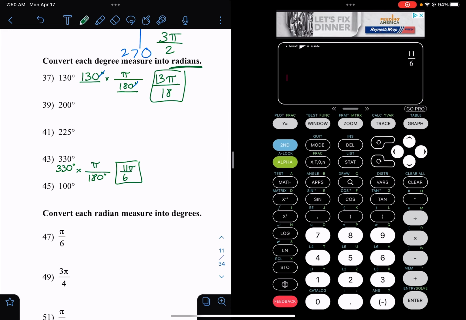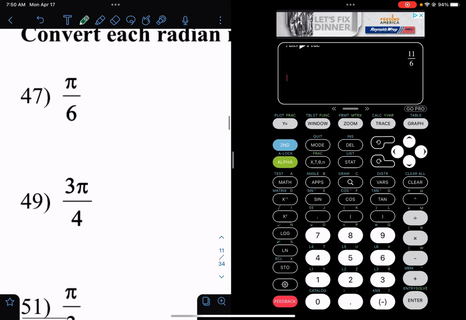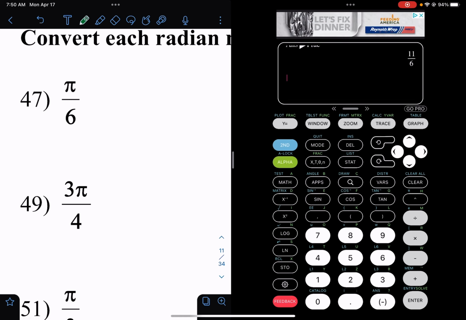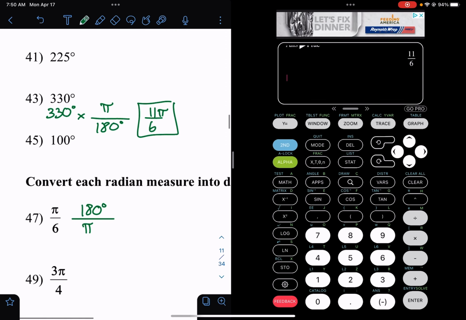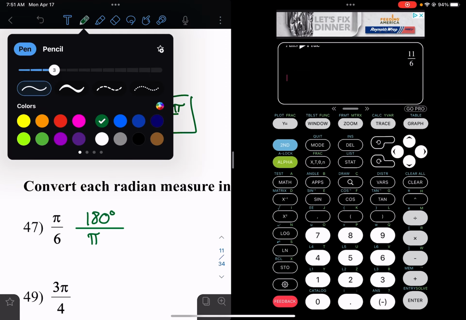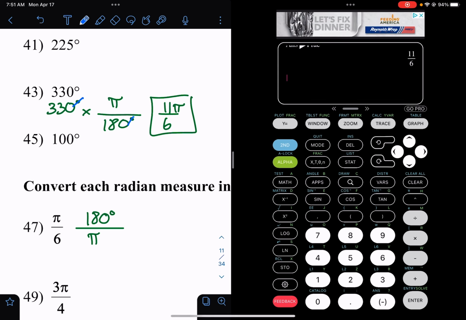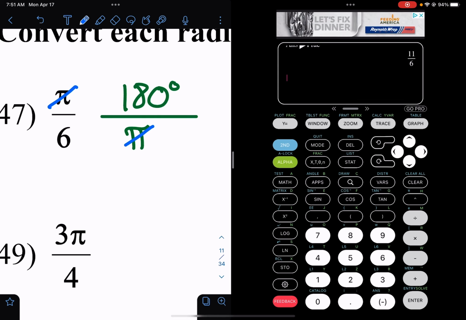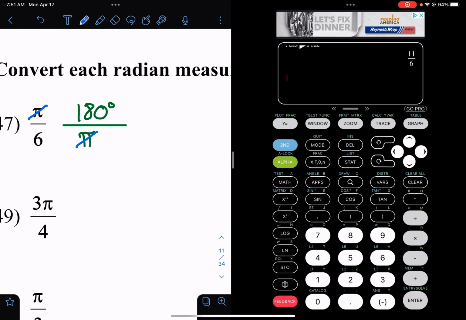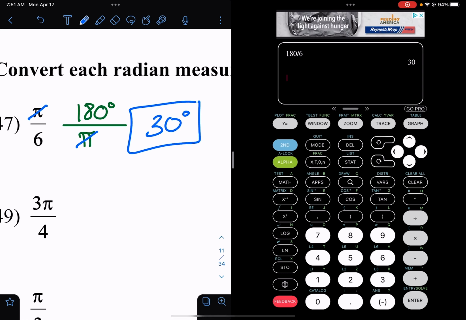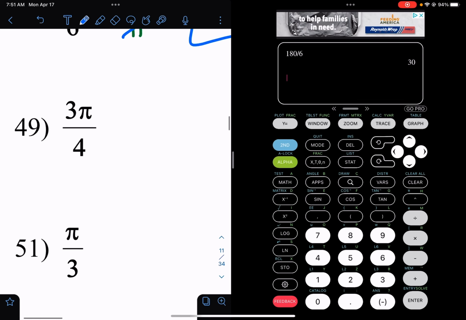Now, when we're going from radians to degrees, if we're starting out with radians, we want to put our degrees on top. So we're going to do 180 degrees on top and put our radians on the bottom. Notice how that's different. When we're starting with degrees, we want to put degrees on the bottom so that the degrees cancel. When we're starting with radians, we want to put radians on the bottom so that the radians cancel. Then we end up with 180 on top and a 6 on the bottom, which just gives us 30 degrees.